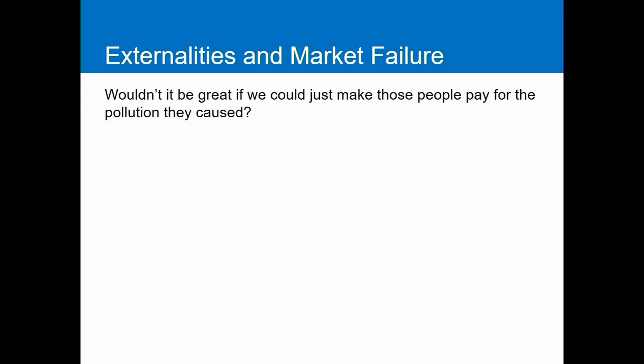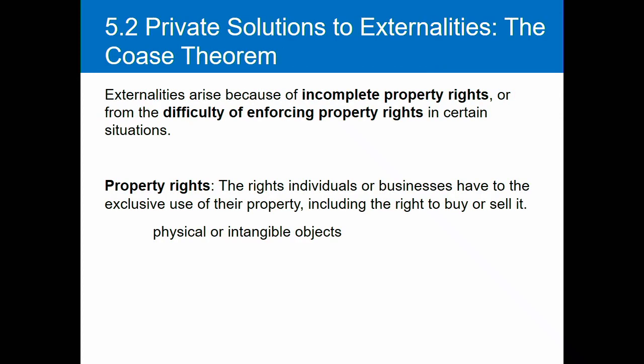Wouldn't it be great if we could just make those people pay for the pollution they caused? If you think of the negative externality, wouldn't this be the best way to solve it? So externalities arise because of incomplete property rights. Because there are property rights out there that are unenforceable or they don't exist, no one can possibly own it, we end up with externalities.